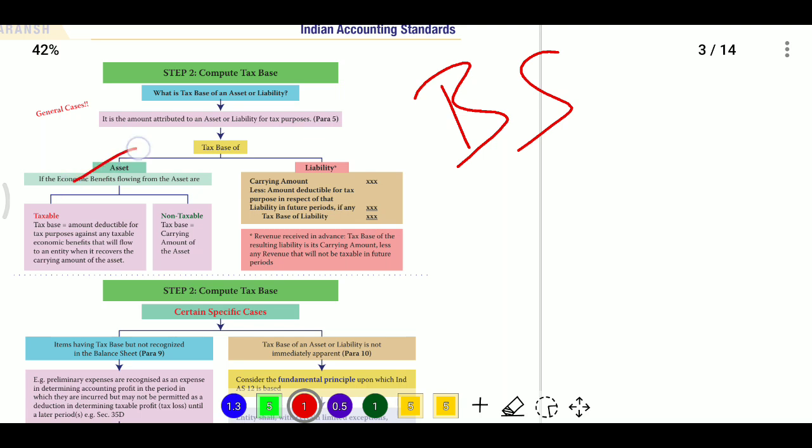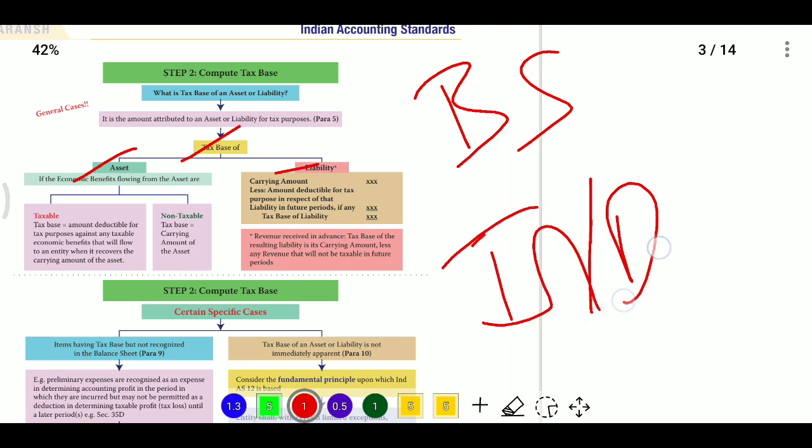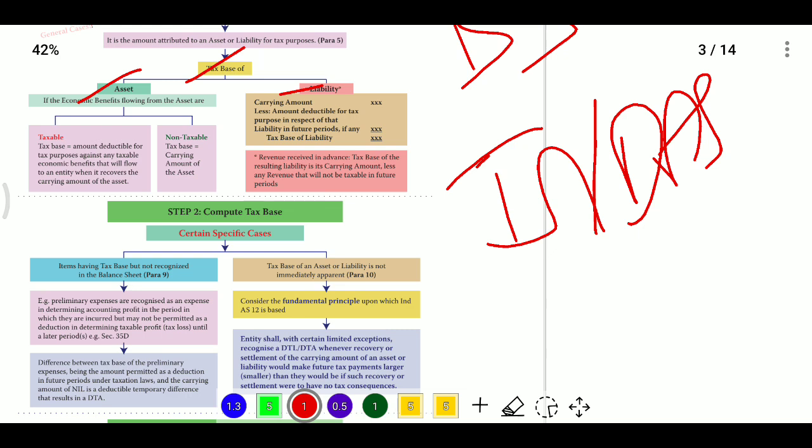So for the asset or liability we should calculate the tax base. Next we should know the carrying amount, meaning the balance of the relevant assets or liabilities in the books as per Ind AS. So what is the amount there as per Ind AS, and as per income tax, what is the rate? Here we should know the amount from both sides, the item having the tax base and the amount as per the balance sheet, as per Ind AS.